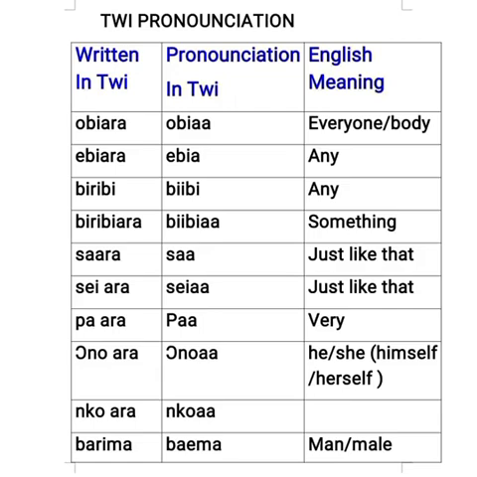One, we have obiara, ebiara, biribi, biribiara, sara, seyara, pa ara, ono ara, inku ara, berima. These are some of the words where the way we write them is different from how we pronounce them. We don't mention the R's in these words I just mentioned, but we slide over them with the vowels over them.